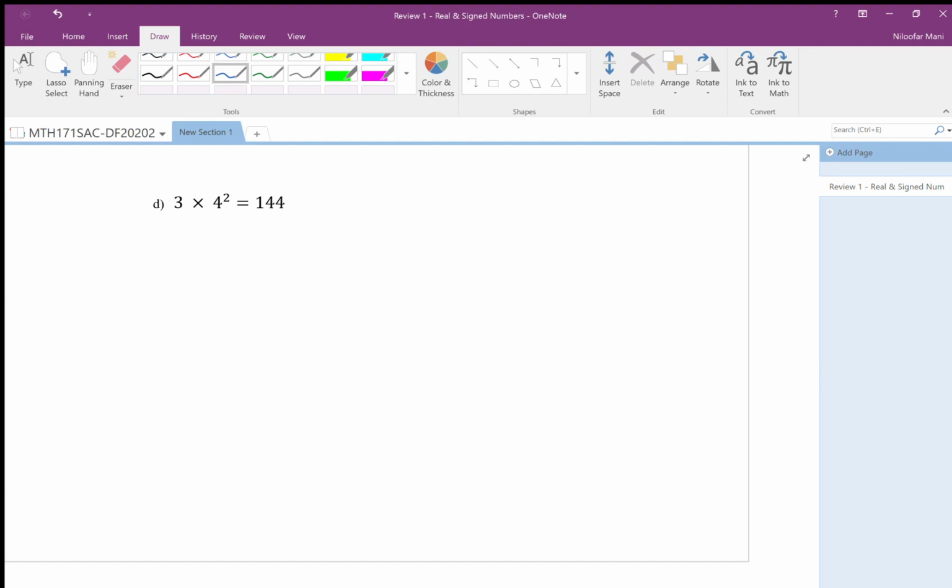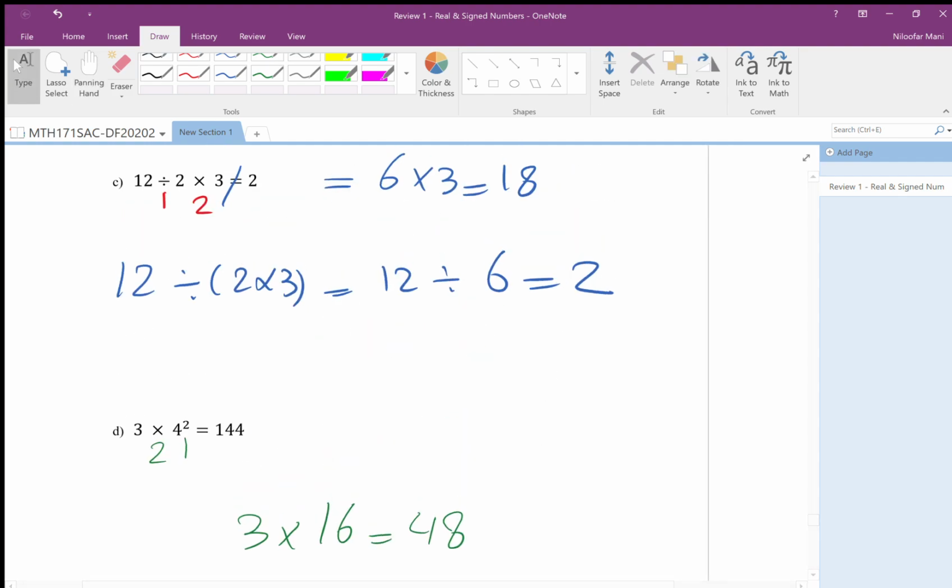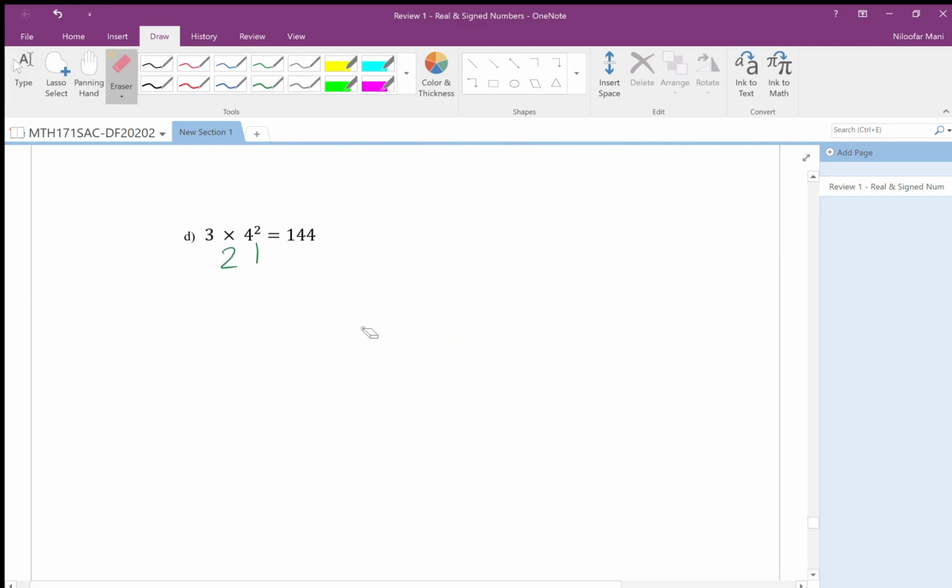Bracket. I don't see an exponent. Yes, so I have to do this one first and this one next. So it is 3 times 16, which is 48. Yes, that's 48. Okay, so the answer is 48. But let me see if I have the same color. I want to be consistent with the color. Although it doesn't matter, 3 times 16 is 48.